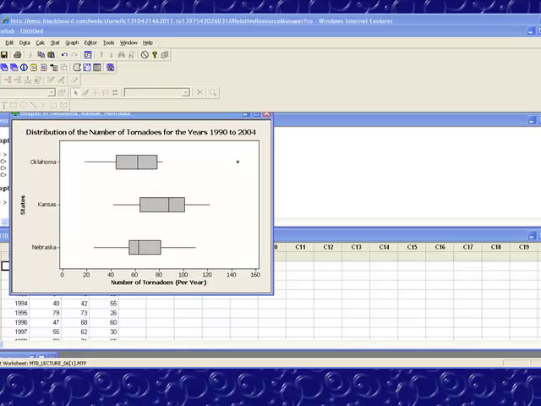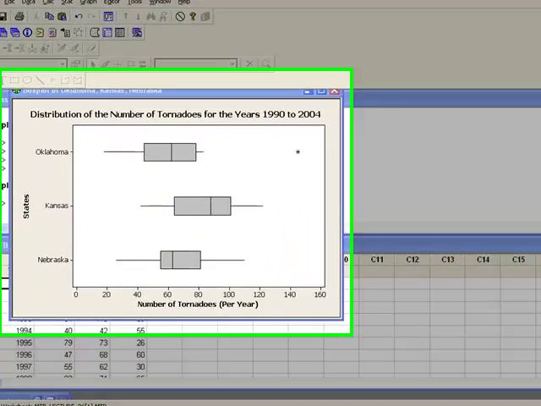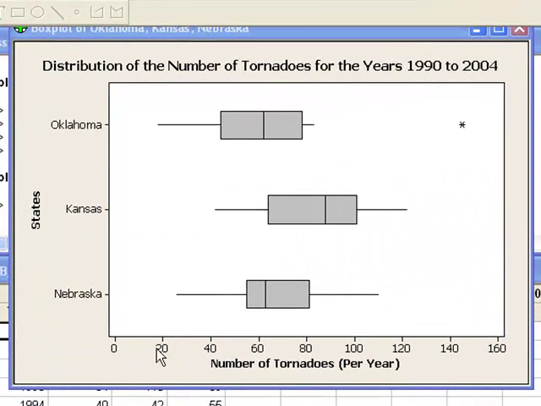So it's very nice to have this comparative box plot where we have the same scale for each of them, because it helps us to compare one distribution to the other. So it comes in very handy. Well, this is the end of Chapter 2, and we will start Chapter 3 next.